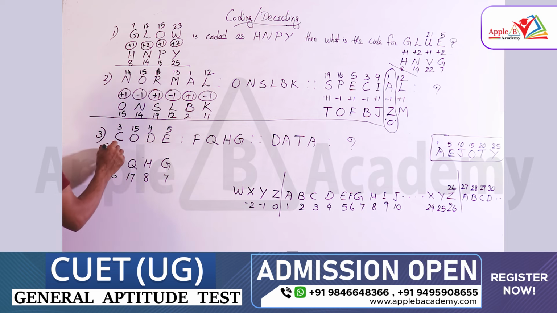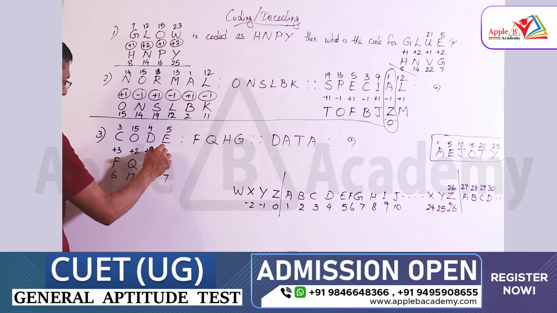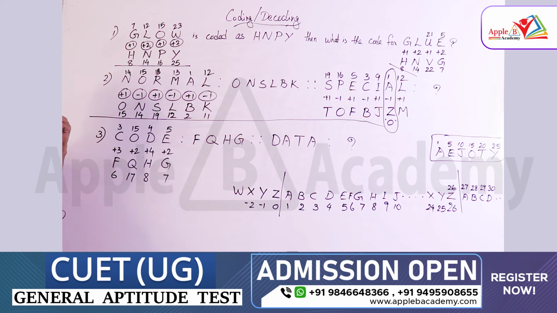So 3 is scored as 6, so plus 3. And 15 is scored as 17, plus 2. 4 is scored as 8, plus 4. 5 is scored as 7, plus 2. Do we have a pattern here? Plus 3, plus 2, plus 4, plus 2. Not bad, right? It is okay. It's nothing wrong with that, and it is not an excellent pattern, but it seems like plus 3, plus 2, plus 4, plus 2.